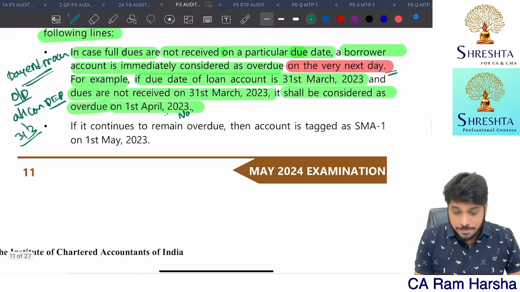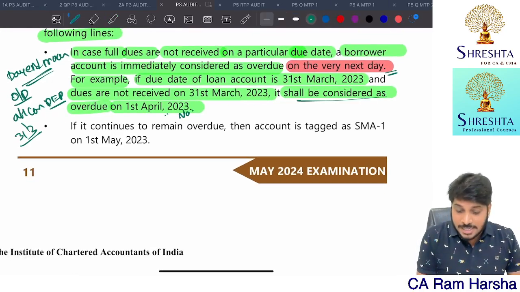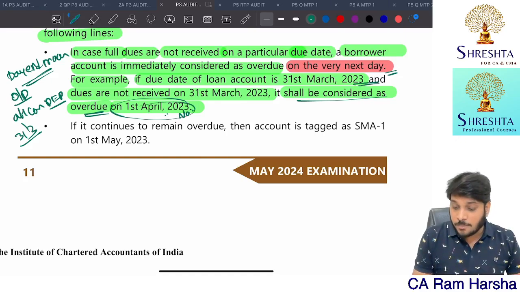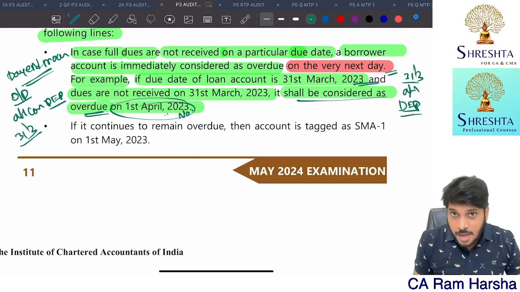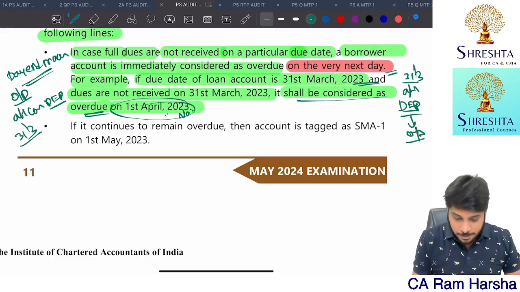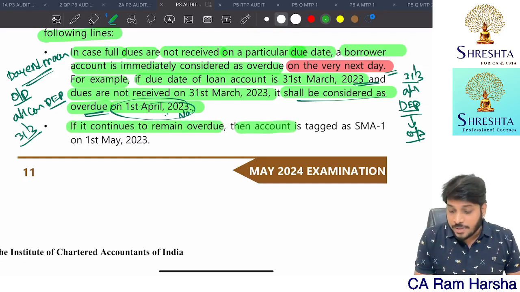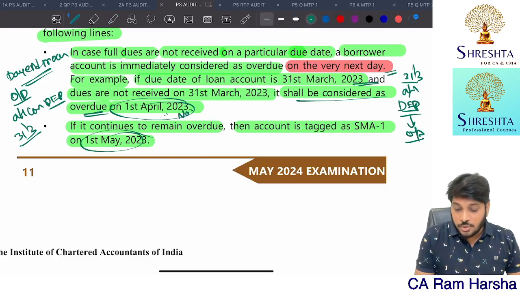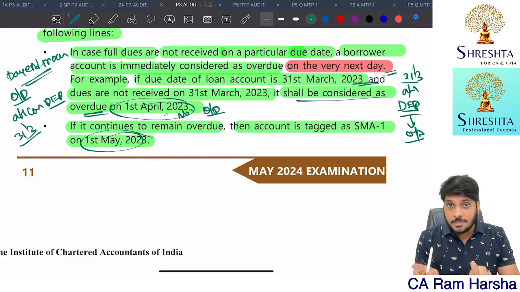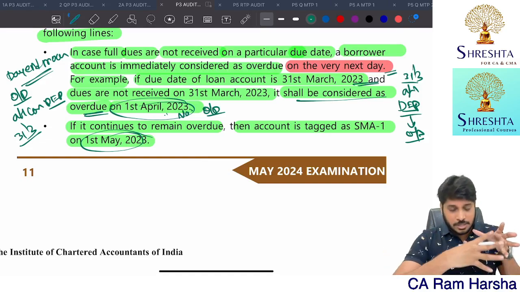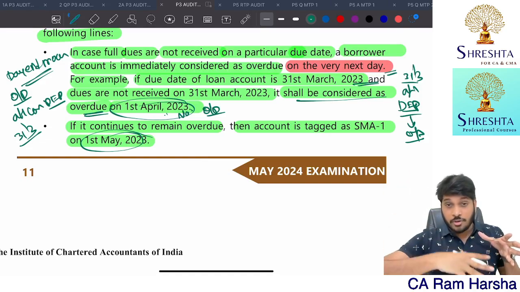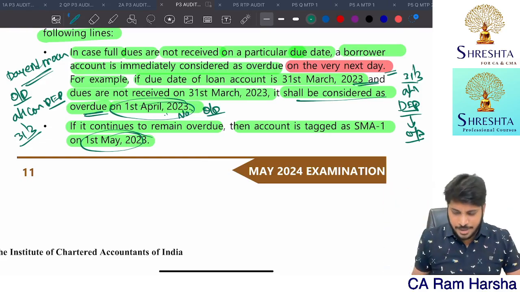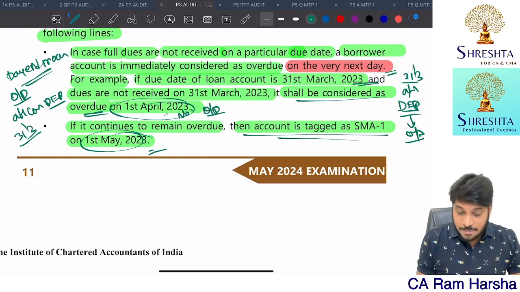Yes or no? Now here, the bank is considering overdue on 1st April for 31st March. That's wrong. On 31st March itself, after completion of the day-end process, overdue must be marked on the same day. If it continues to remain overdue, then the account is tagged as SMA 1 on 1st May. That is also wrong, because you are classifying overdue on 1st April. From 1st April to 30th April, 30 days, if it is overdue for more than 30 days, it is SMA 1. Overdue for more than 60 days, it is SMA 2. And straight away, NPA.